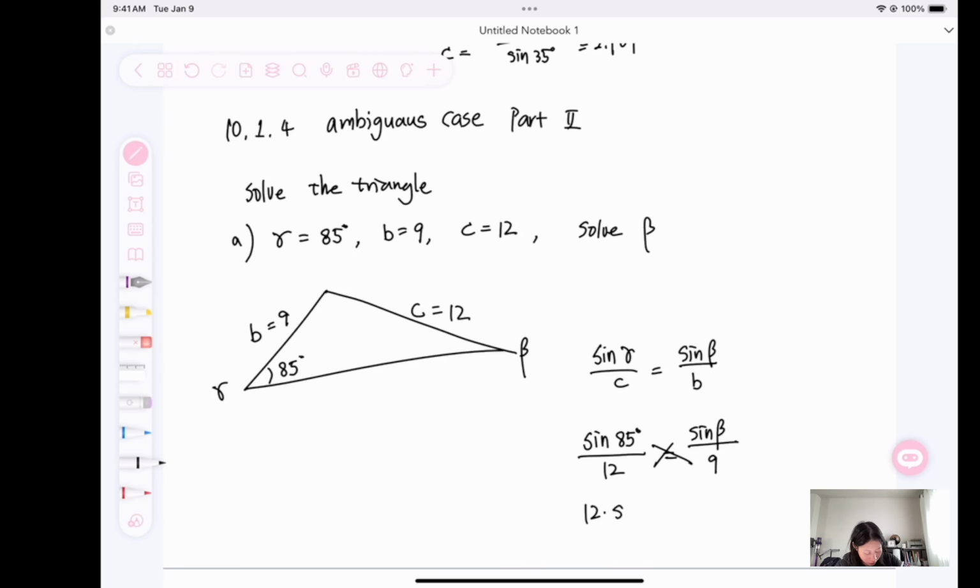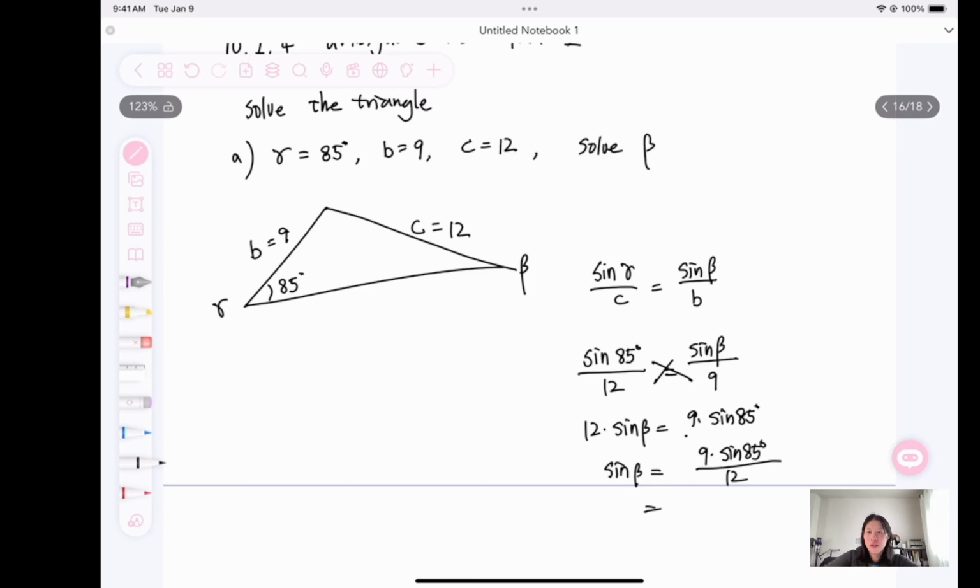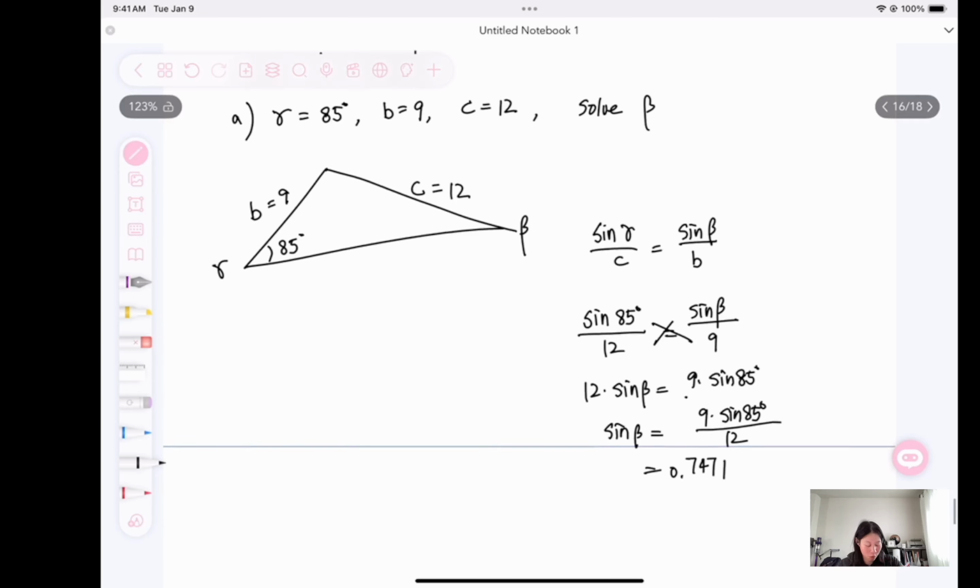Cross multiply: 12 times sine beta equals 9 times sine 18.5 degrees, and then sine beta equals 9 times sine 18.5 degrees over 12. Now, I am going to use decimals to solve it. Divided by 12 is equal to 0.7471. Okay, the next step is we need to use the inverse function to solve for beta.